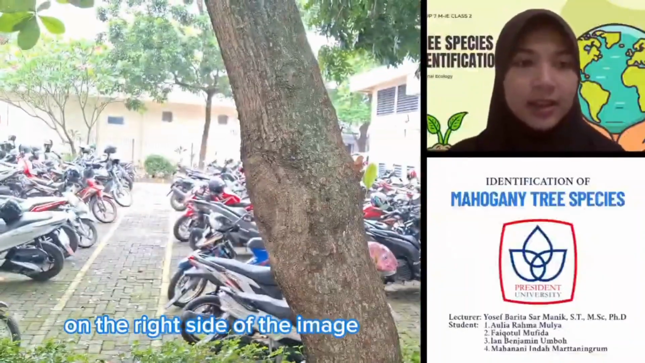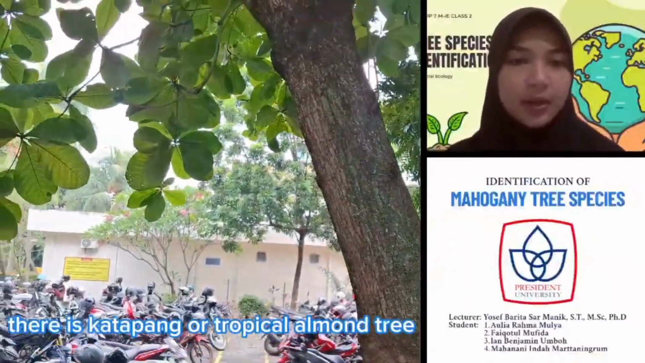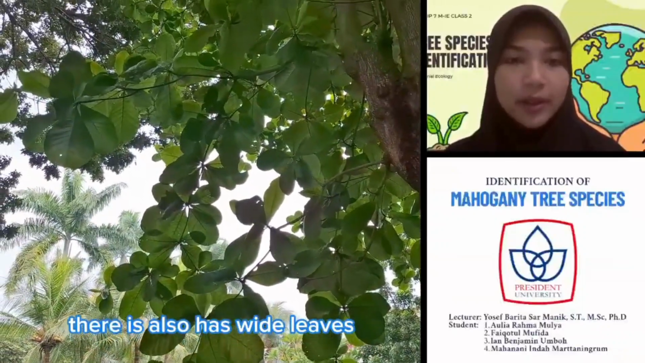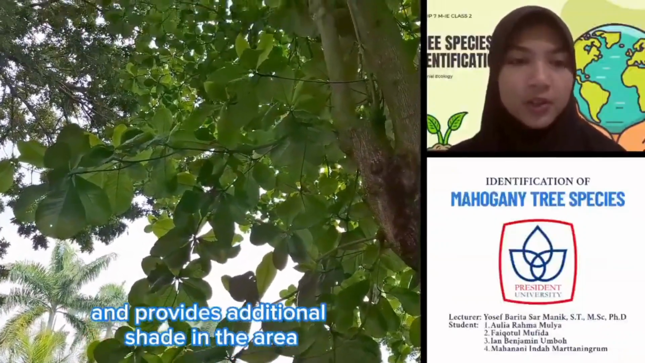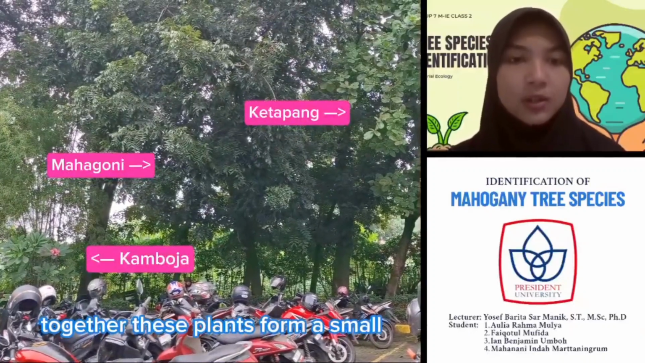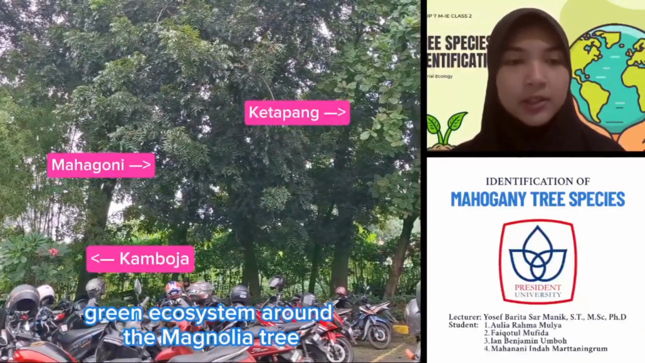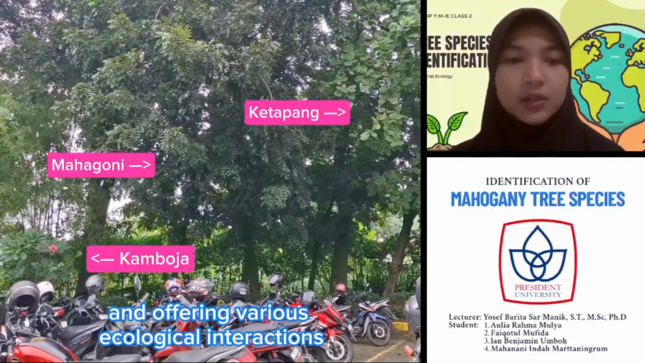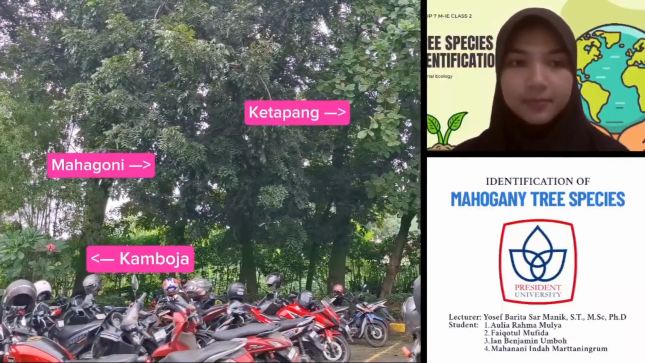On the right side of the image, there is katapang or tropical almond tree. It also has white leaves and provides additional shade in the area. Together, these plants form a small green ecosystem around the mahogany tree, supporting biodiversity and offering various ecological interactions.